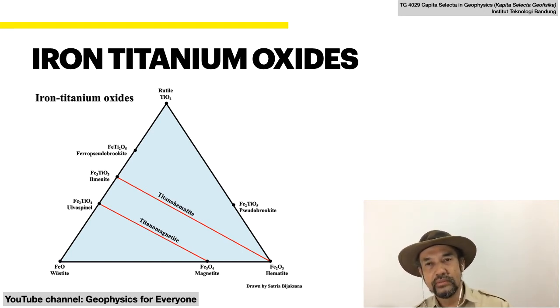One of them is called the titanomagnetite series. This is between ulvospinel and magnetite, and there's another series called titanohematite, between ilmenite and hematite. So in a sense, the more titanium that you have in the minerals, the less magnetic the minerals will be. So the stronger minerals are magnetite and hematite.